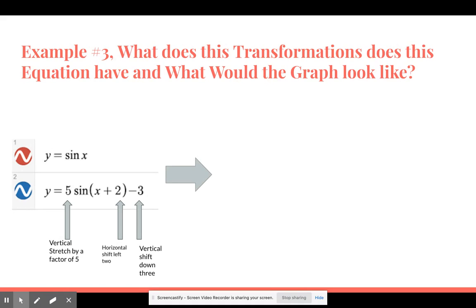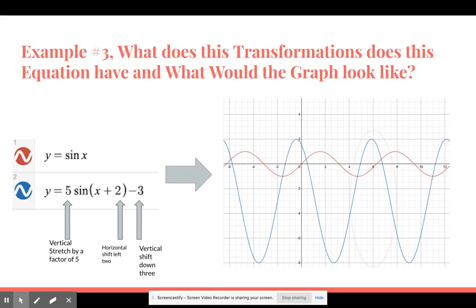So what would its graph look like? So first off, we know that we have a very big vertical stretch by a factor of 5, which as you can see, it is definitely stretched on the y-axis. Then we know we have a horizontal shift to the left 2, which is shown here because it starts here and it ends up here. Then we also have a vertical shift down 3. And one way you can see this is your normal midline was 0, and now your midline is -3, which shows it was shifted down 3.